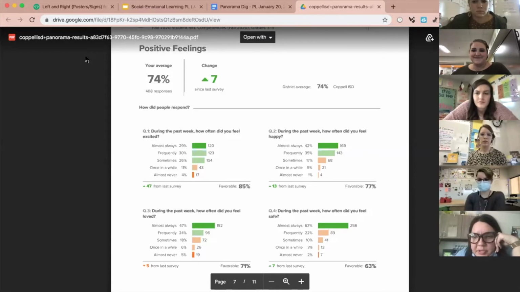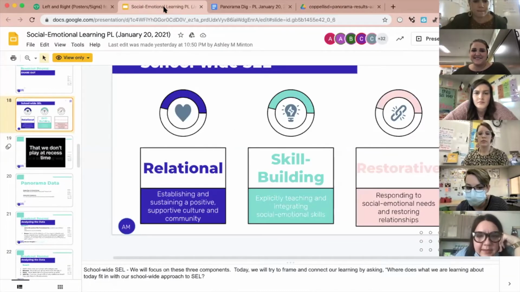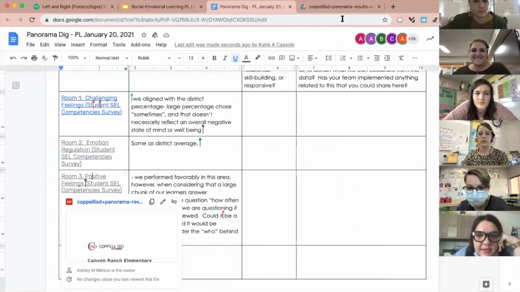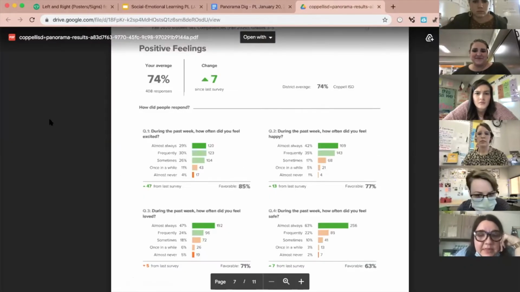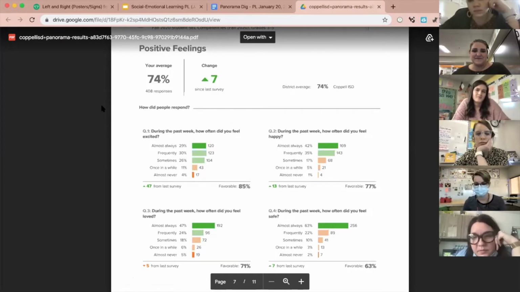So shall I put relational? Is that what we're agreeing on? Relational? Okay. Yeah. Okay. Lastly, what specific ideas did your group have for targeting this problem identified in the data, or to sustain what we can celebrate from the data? So if it's a problem area, what can we do? And if it's something that we can sustain, how would we do so?